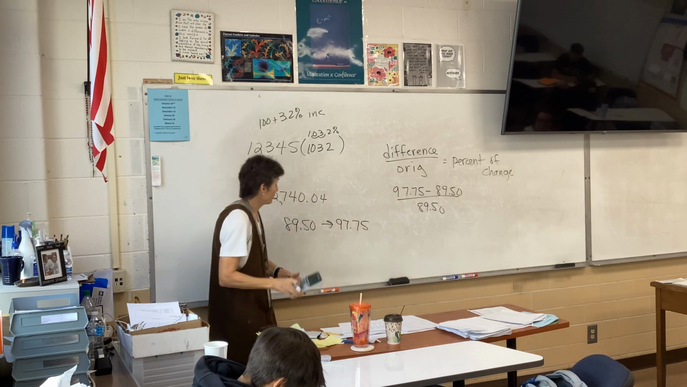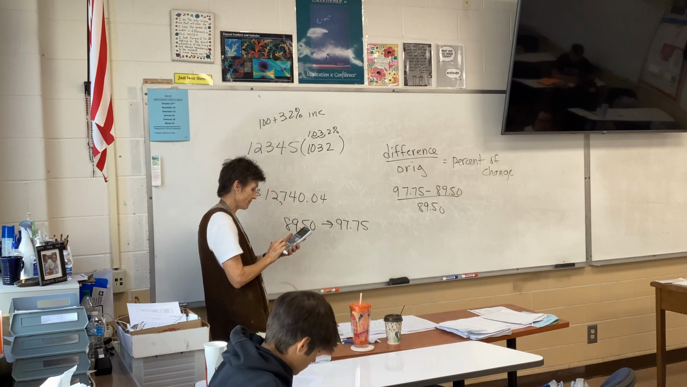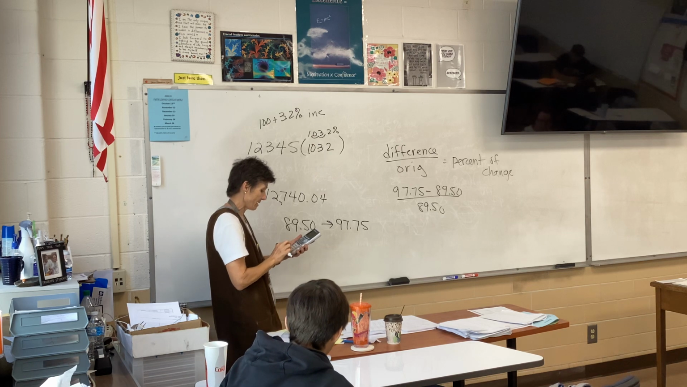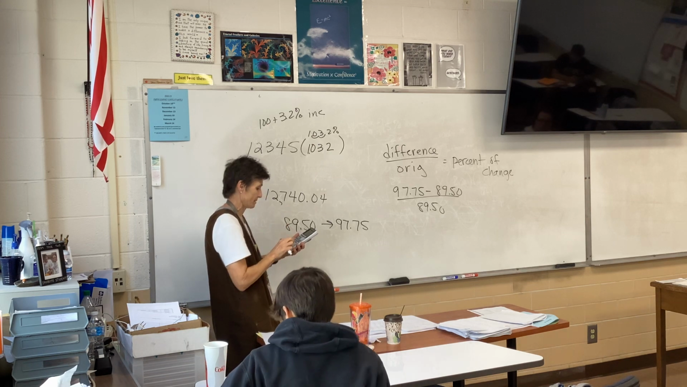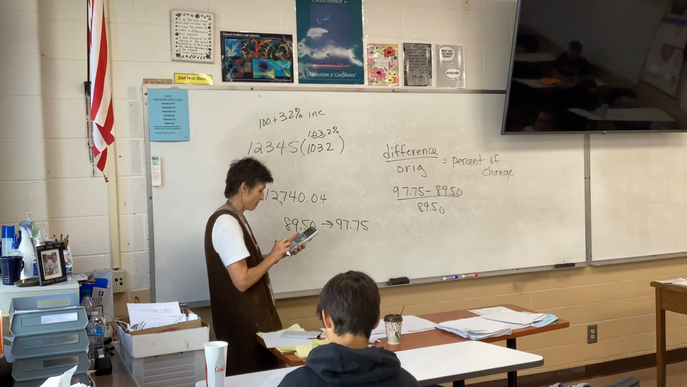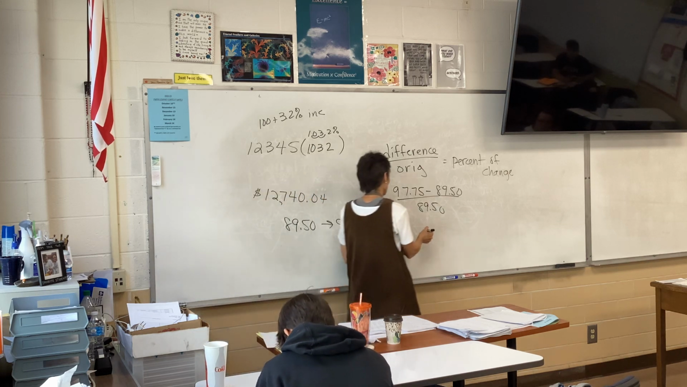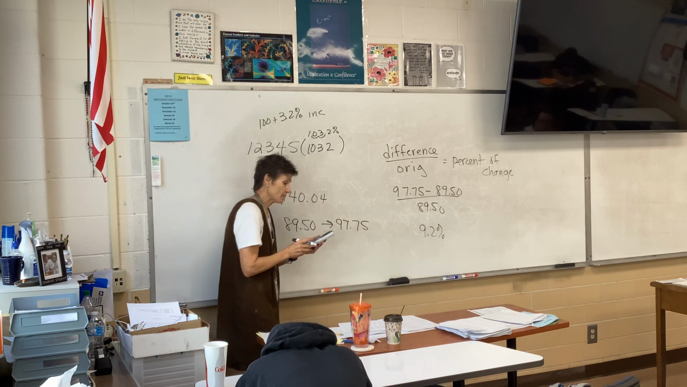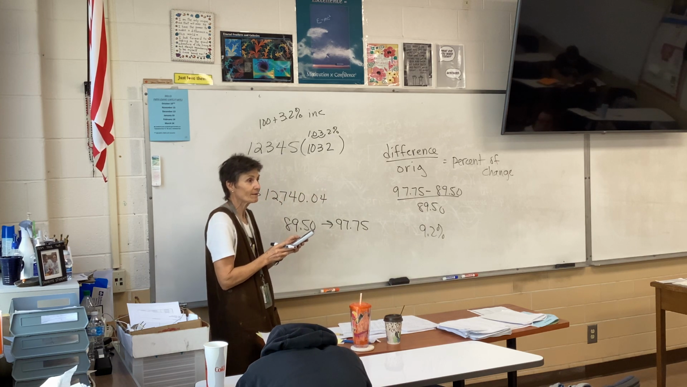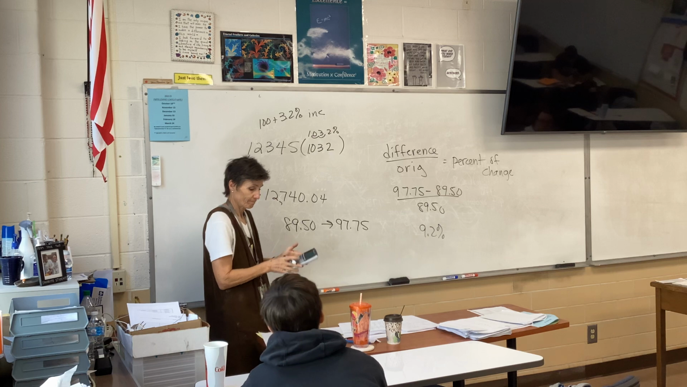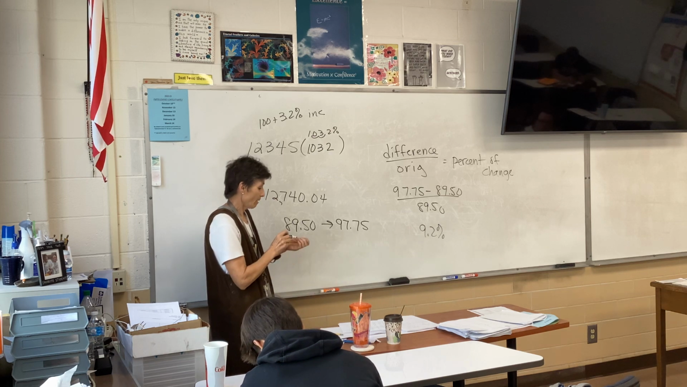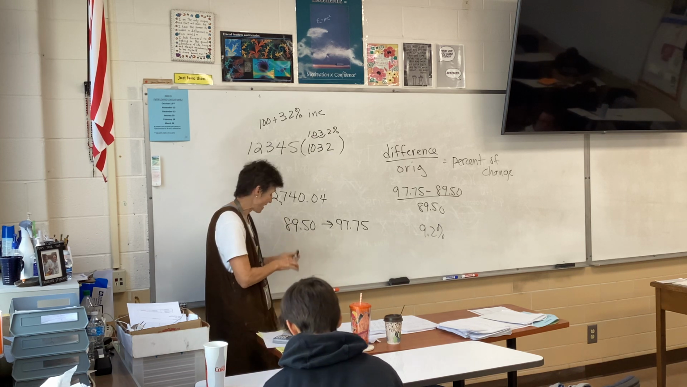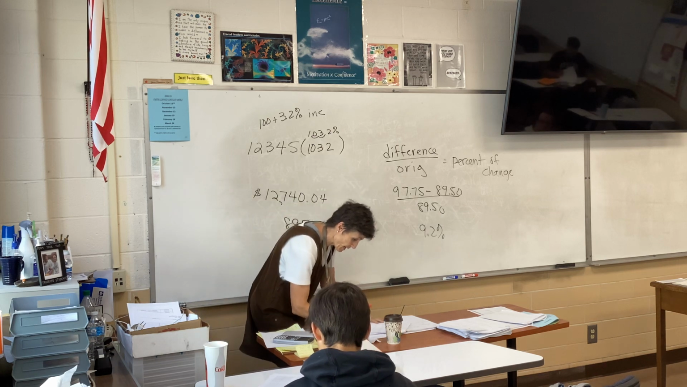So what'd you come up with? 97.75 minus 89.5 equals, divided by 89.5. Did you get about 9.2%? 9.22, 9.217, whatever. All right, we'll stop there and pick up with that next time.